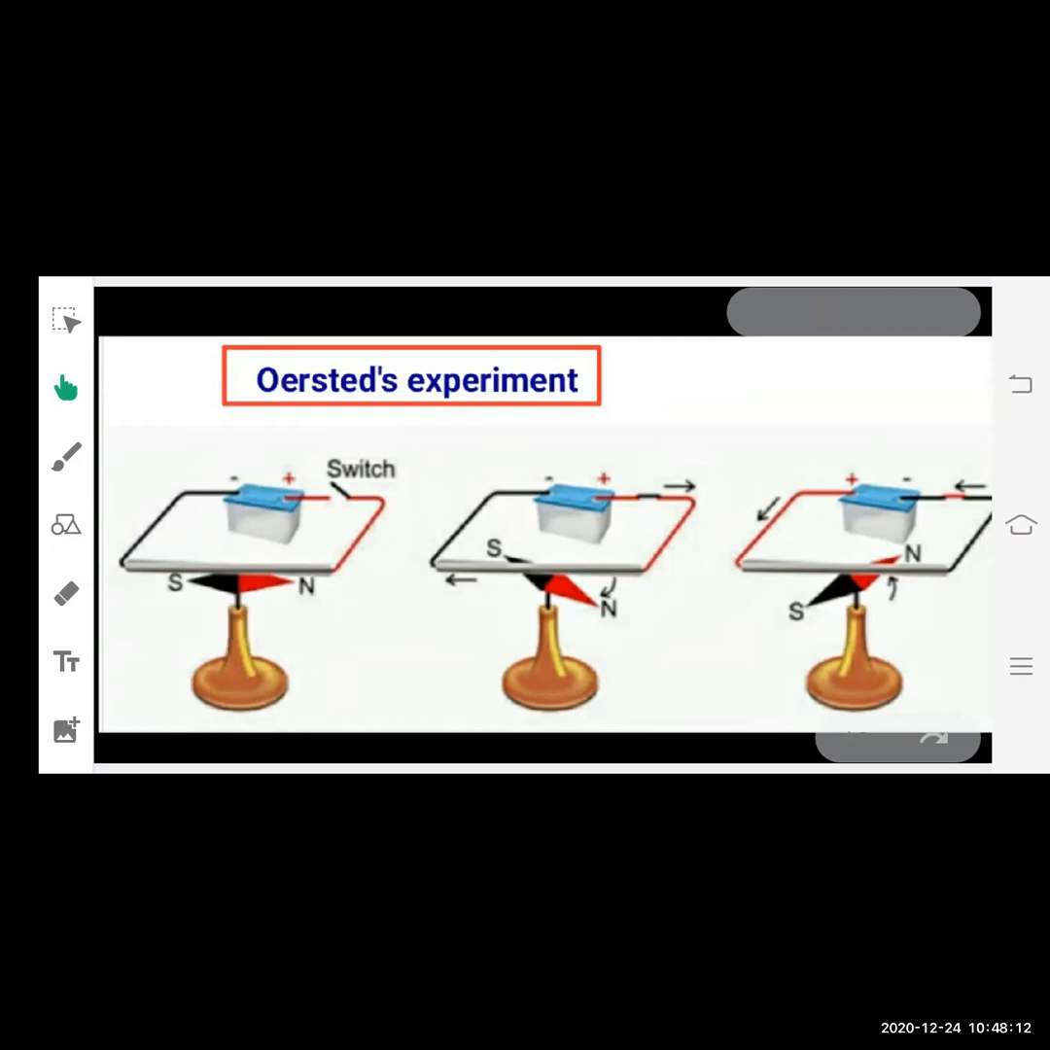In other words, we can say that a current carrying conductor can push a magnetic field. You can see that when the current is flowing in the conductor, it exerts a force on the needle, because of which the needle deflects, it moves. So we can say that a current carrying conductor exerts force on the magnetic needle. And we have already studied Newton's third law, that is, for every action there is equal and opposite reaction.